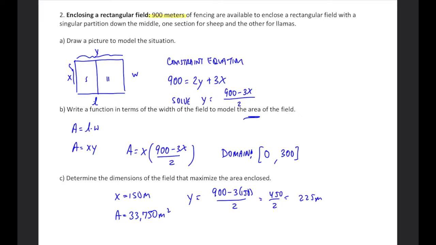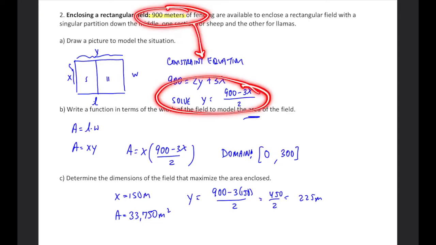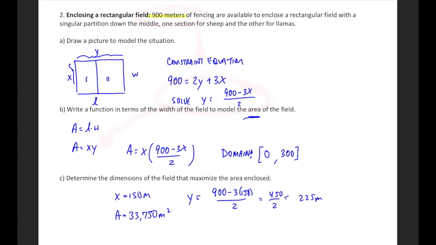But what we did here was we visualized what we're looking at. We knew that our function, we wanted the area of the field. So area in terms of length and width, or x and y. I used other information to create what I'm going to call my constraint equation, solved that for one variable, substituted in, and then we had our function in terms of one variable.